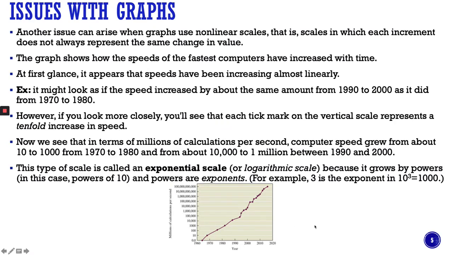This type of scale is called an exponential scale or logarithmic scale because it grows by powers. In this case, powers of 10, and powers are exponents. For example, 3 is the exponent in 10 to the third equals 1,000.